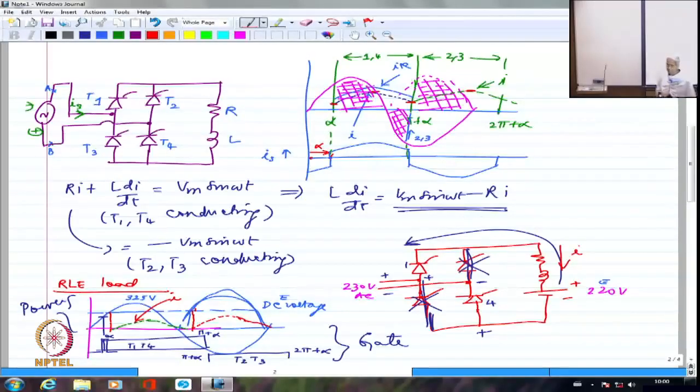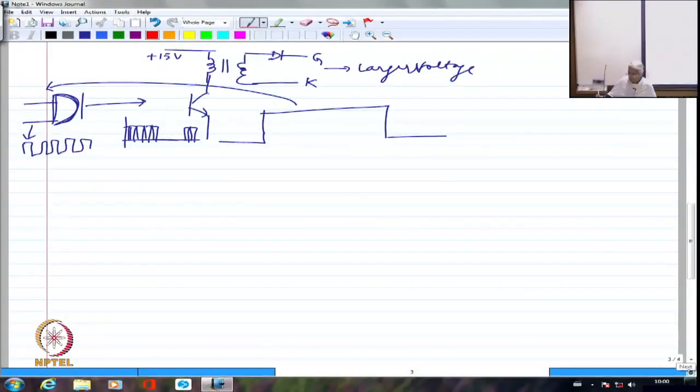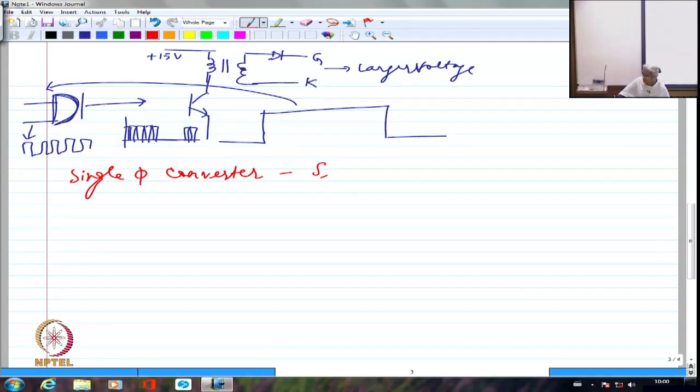I'm going to leave the continuous case for your exercise. You will do that. Continuous case you should be able to draw. I don't think it should be such a major issue. Please draw it for continuous case. Now let us try to look at the last type of single phase converter, which is semi-controlled.